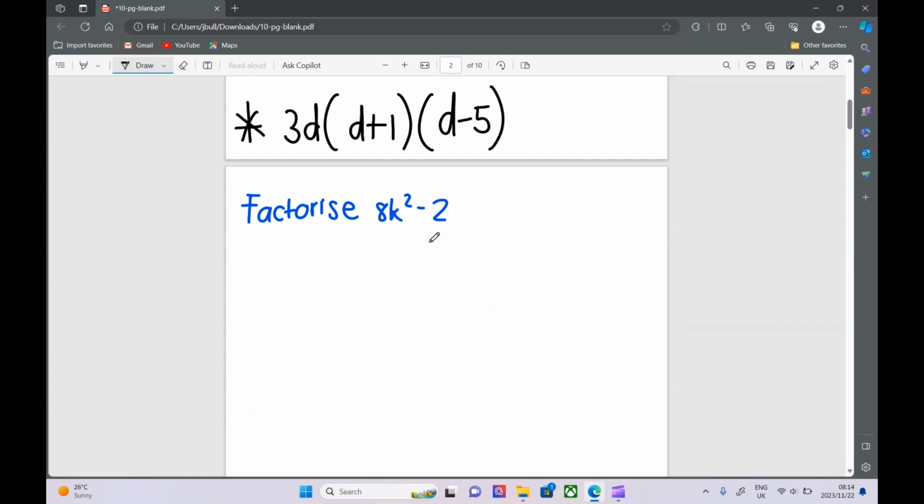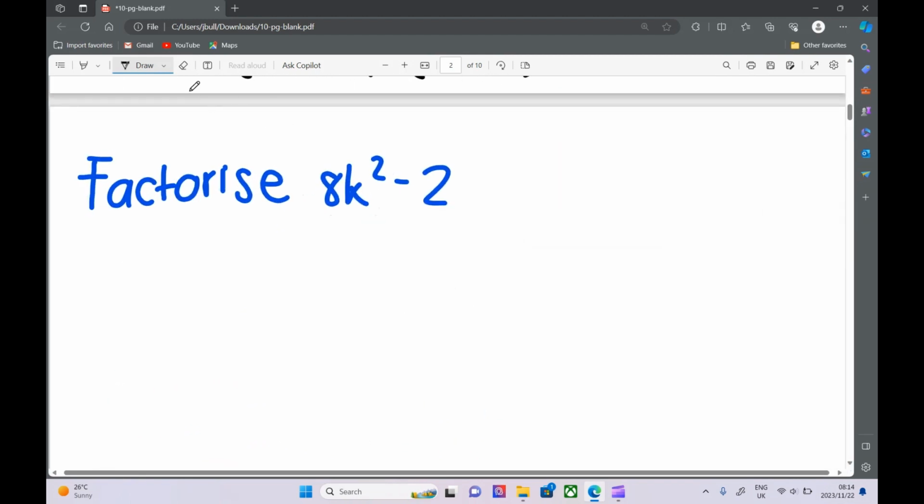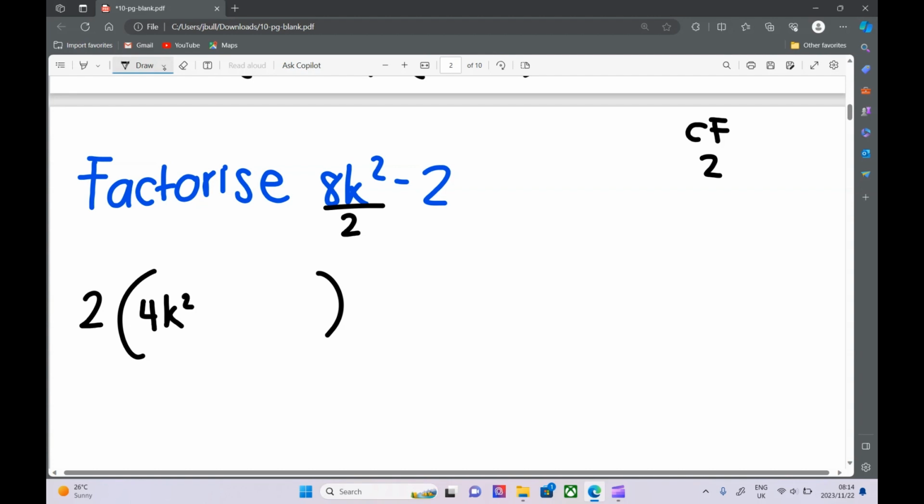Okay, this one is a little bit more straightforward, I think, than the others. So first of all, we always check, do we have any common factors? So in this case, we do. There's 2 in both terms, so our common factor is 2. So let's take that out first. So 2. Let's check what's left in the bracket. So this first one, 8k squared divided by 2. So 8 divided by 2 is 4, and we're left with that k squared. 2 divided by 2 is just 1. Okay, good. So the common factors are all done.